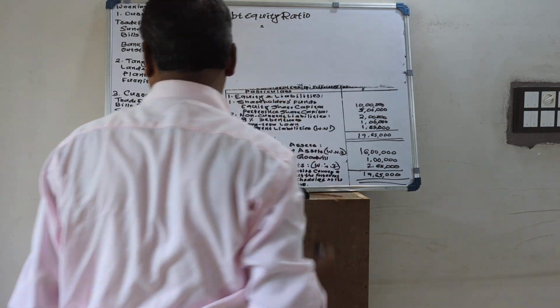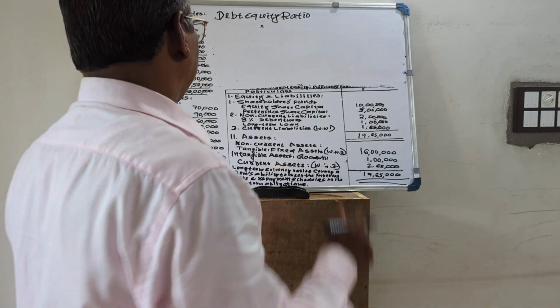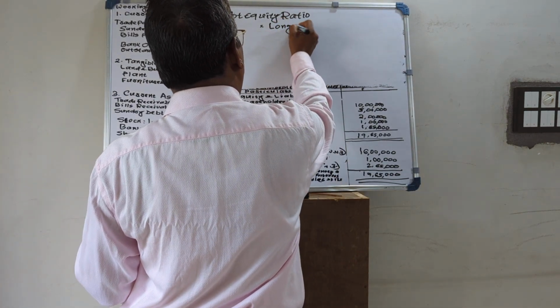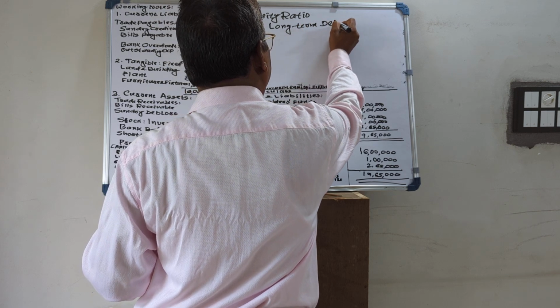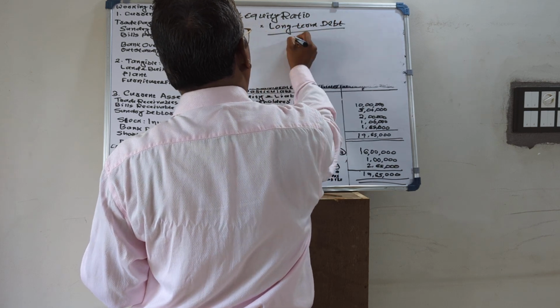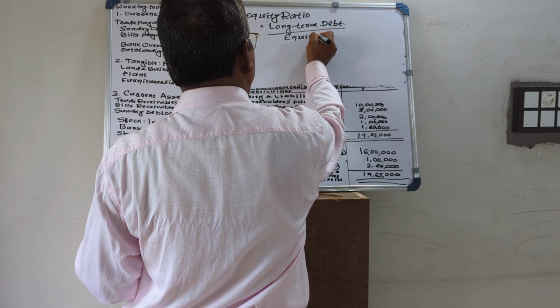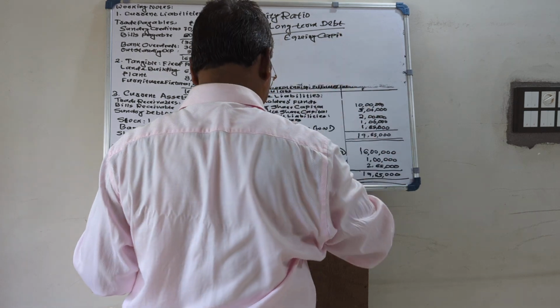Means it is calculated in two ways. In the first case, we will consider only long-term debt. Long-term debt divided by equity. Equity capital. That is equity.